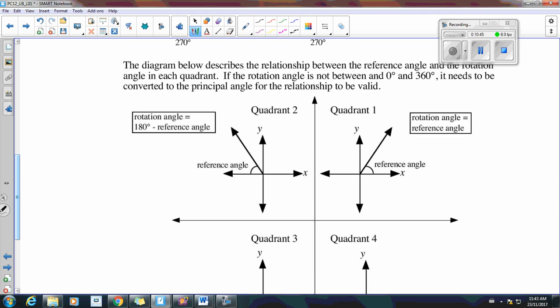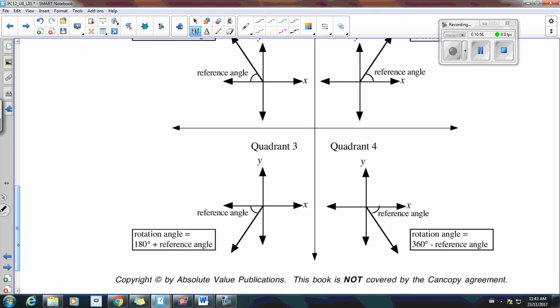So if your terminal arm's in quadrant 1, the rotational angle is equal to the reference angle. If your terminal arm is in quadrant 2, you can go 180 minus the reference angle. If you're in quadrant 3, your rotational angle is 180 plus the reference angle. And in quadrant 4, your rotation angle is 360 minus the reference angle. You can memorize these if you need to, but personally I find it more confusing to memorize them and what this is saying than just looking at the picture and finding the reference angle.